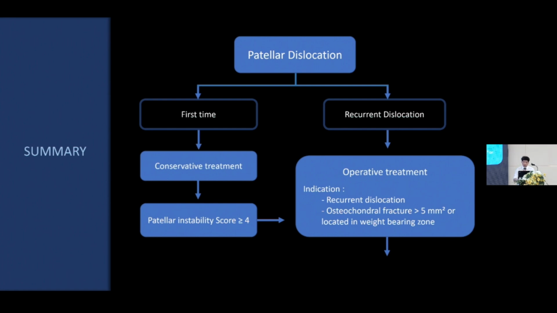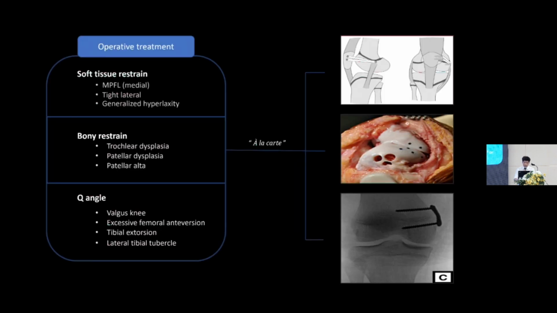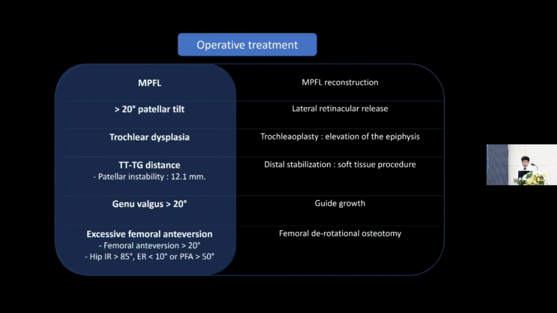Summary of my topic. For a first-time dislocation, conservative treatment is usually recommended. You can also calculate the patellar instability score, and if the score is more than 4, then surgical treatment may be considered. For recurrent dislocation or osteochondral fracture greater than 5 square millimeters or located in the weight-bearing zone, operative treatment is indicated. About the operative treatment, first we need to identify the problem, whether it's related to the soft tissue, bone, or the Q angle. Then the procedure is selected based on the specific problem that we have identified. And this outline is the indication for each specific procedure.